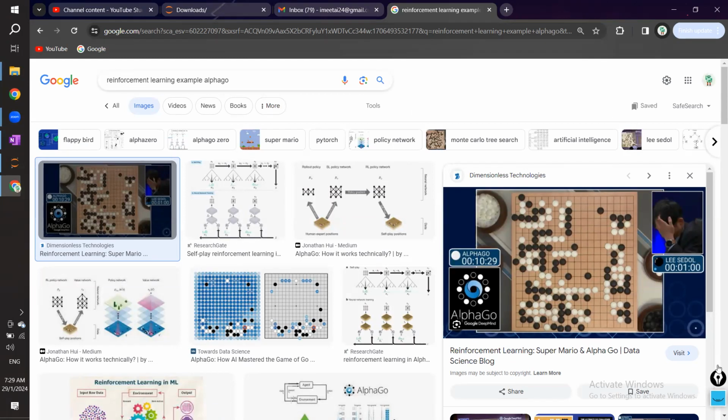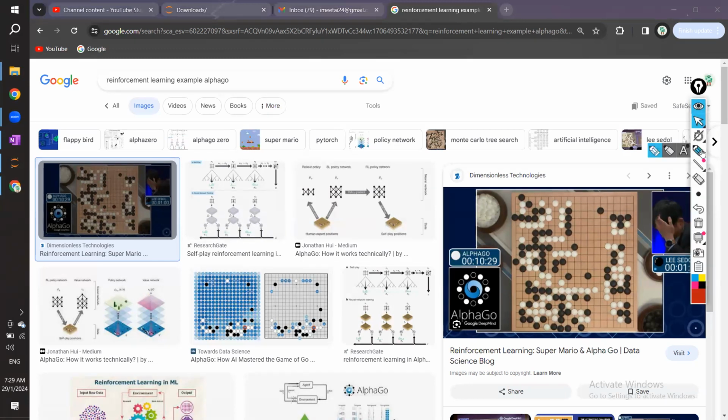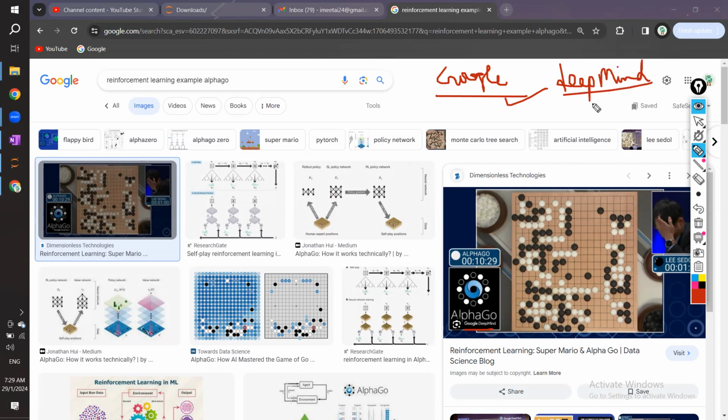Can you see this, Google DeepMind? Google DeepMind is a part of Google. In Google, you have a separate team, a department called DeepMind, which mainly works on AI. All the AI advancements we see from Google will come from this team, and the research team will be present over here.